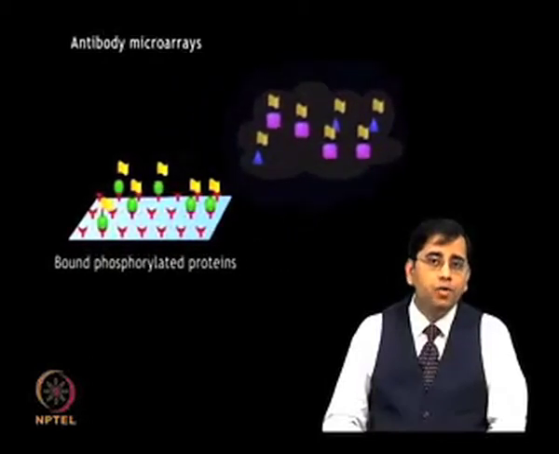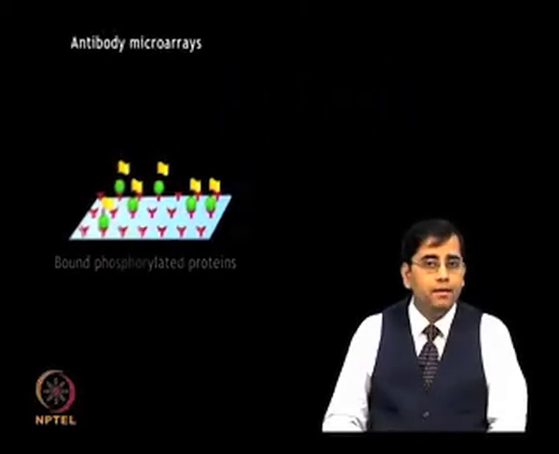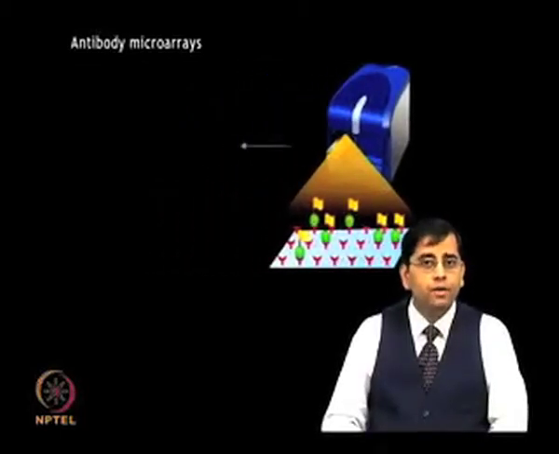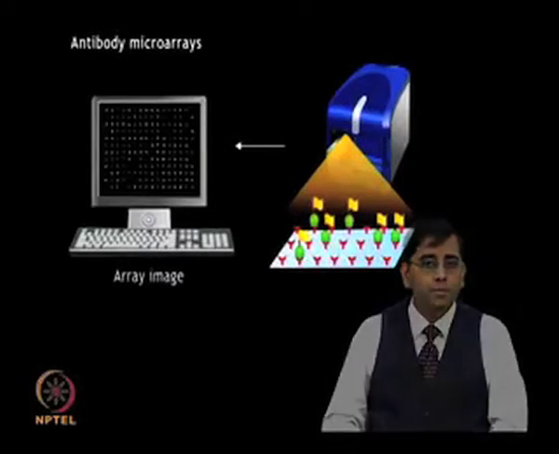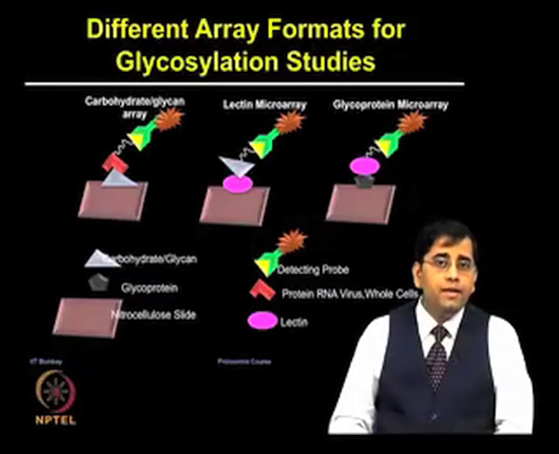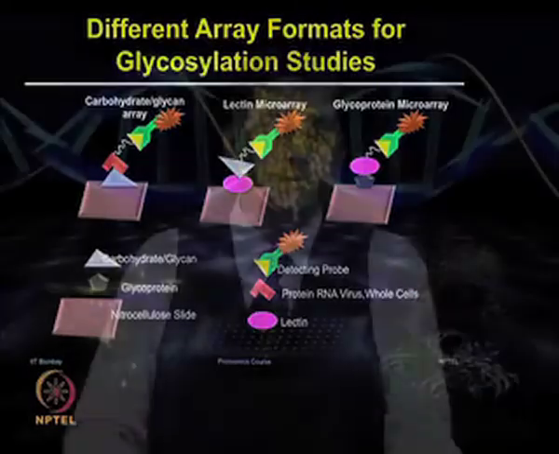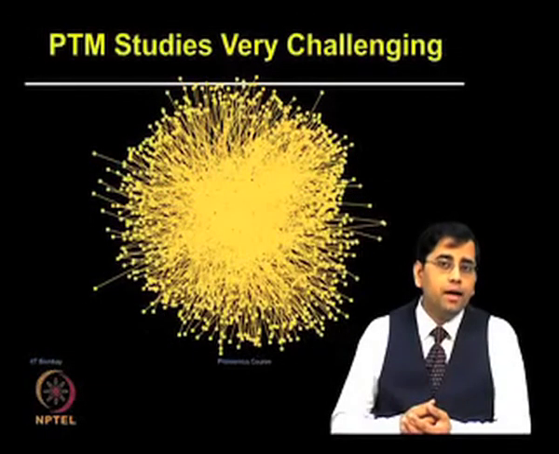This is followed by scanning of the array using a microarray scanner at a suitable wavelength to detect the fluorescent tag of bound proteins. This method offers sensitive and simultaneous detection of a large number of post-translationally modified proteins. For glycosylation studies, different types of microarray platforms such as carbohydrate arrays, lectin arrays, glycoprotein arrays and other array formats have been used. Studying PTMs still remains challenging. Many advanced proteomic technologies have attempted to bridge this gap. However, no single technique can be solely relied on for screening all the PTMs in a given biological question.